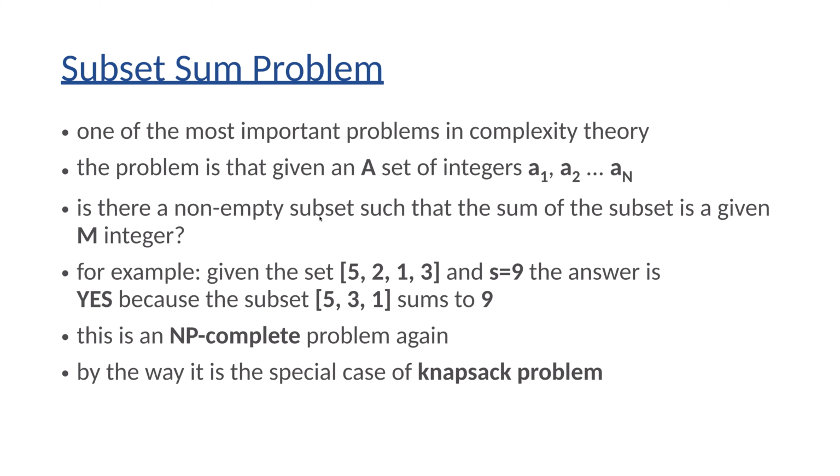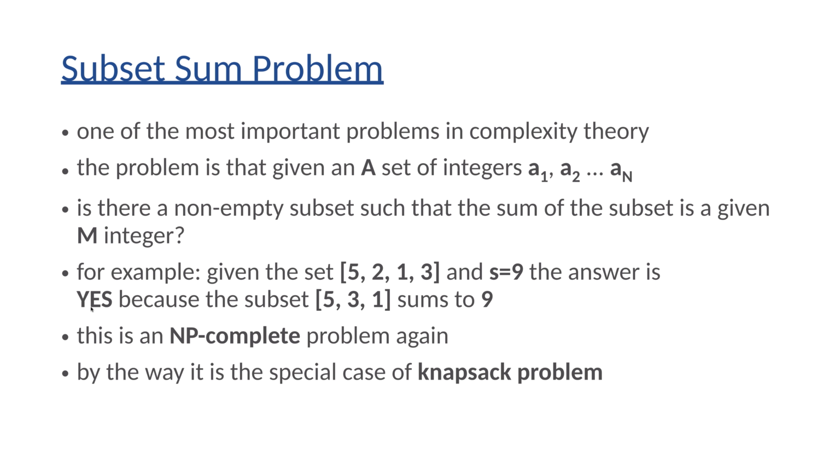there a non-empty subset of that A array such that the sum of the subset is a given integer m? So for example, we have a given array with values 5, 2, 1 and 3. Of course, this problem is dealing with integers. Okay, and the total sum is equal to 9. So what does it mean? That we are looking for a combination of the items that sums up to 9. If we sum up these values, 5 plus 1 plus 3, then the result is 9.